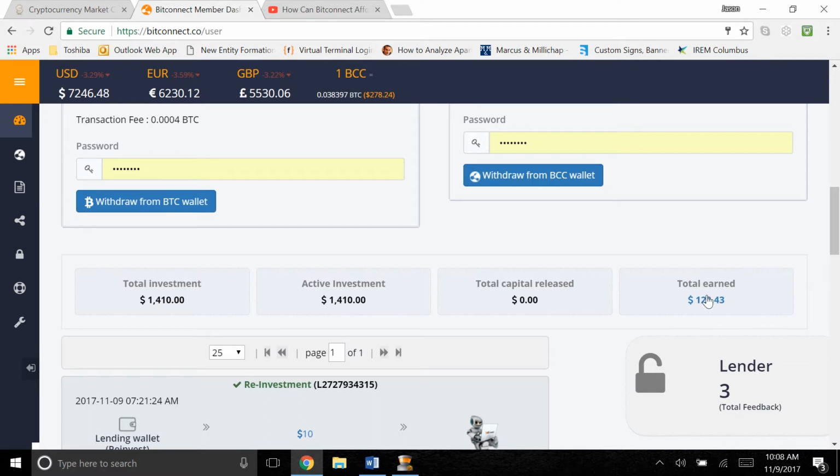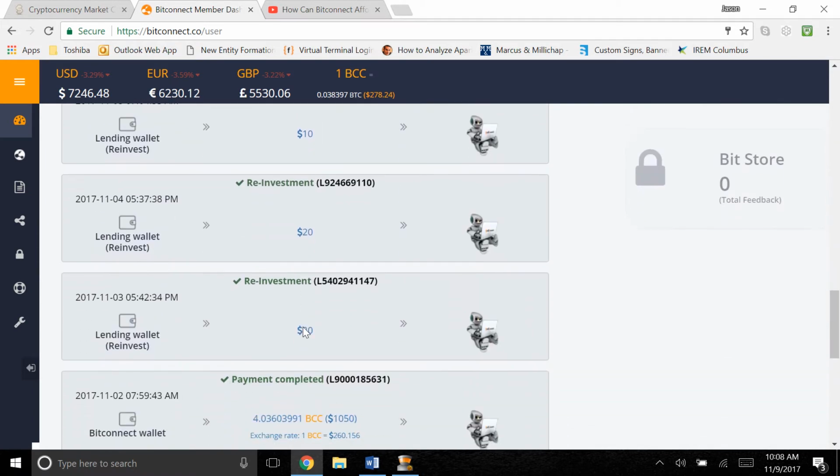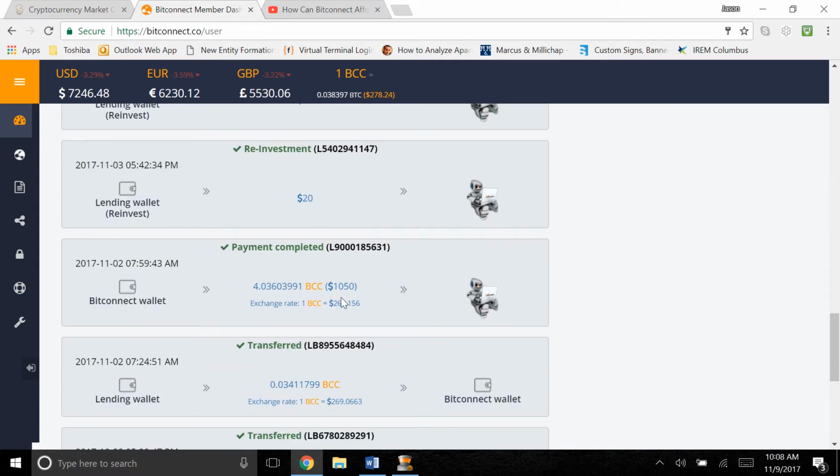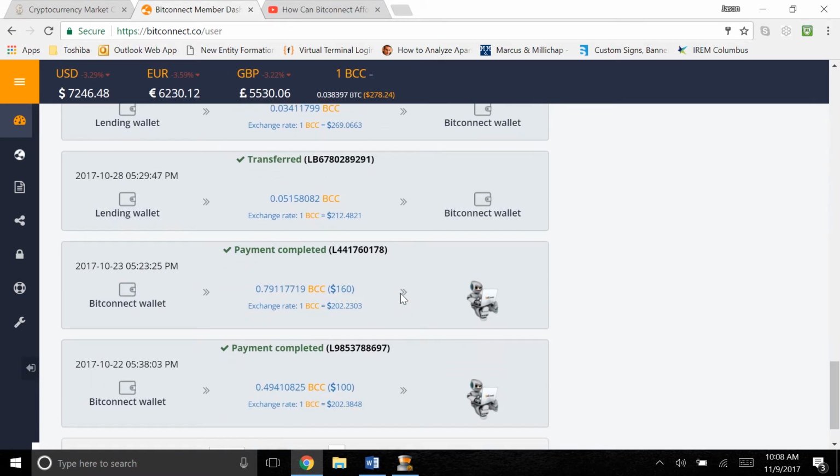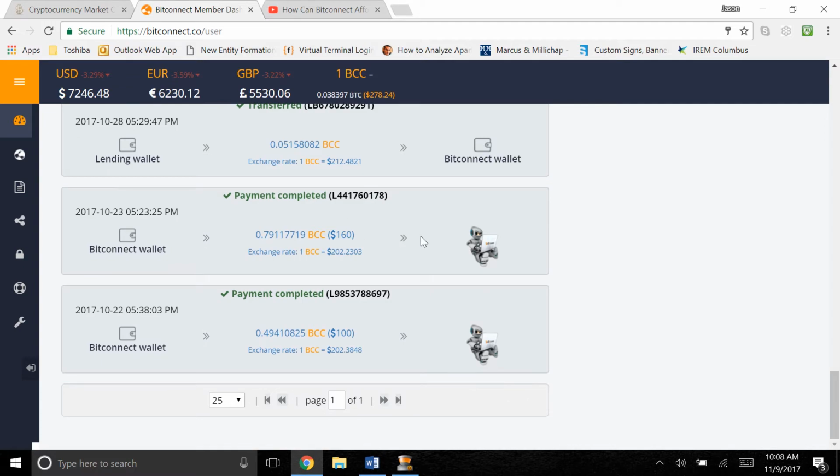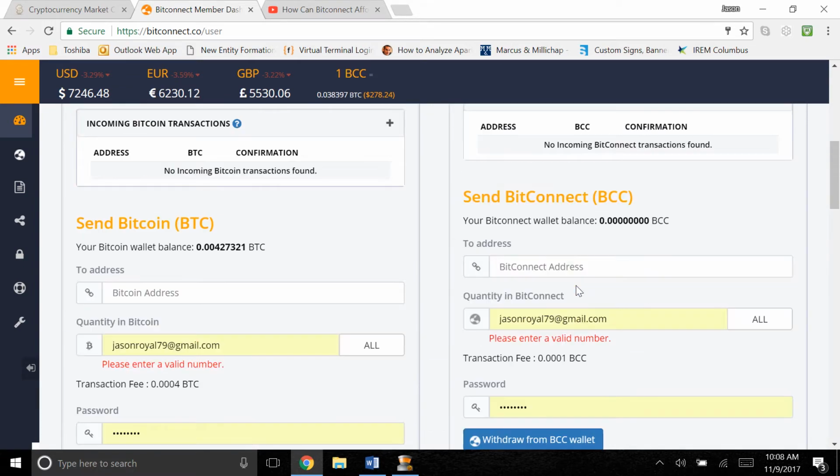Okay, and then it shows the total I've earned in interest. And for the most part, November 2nd is the date that I just put the payment for $1,050 in. So everything else I'd earned came off the original $260 that I deposited back in October. So we're still well under a month.